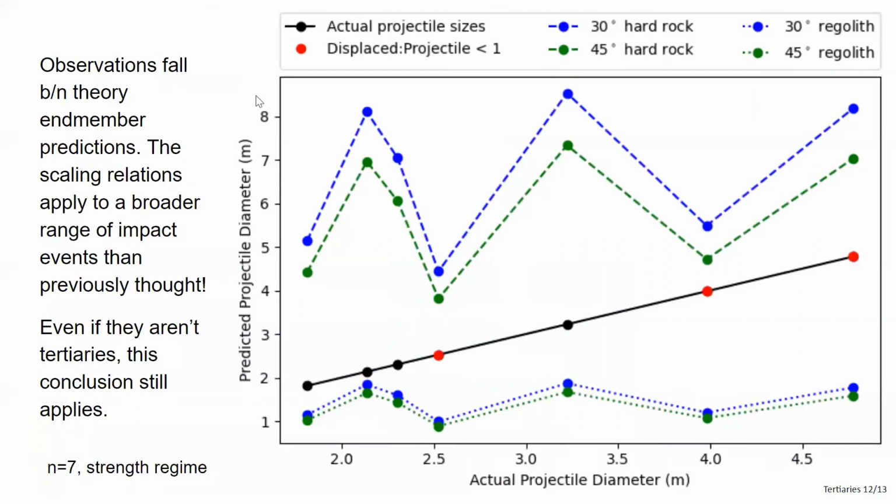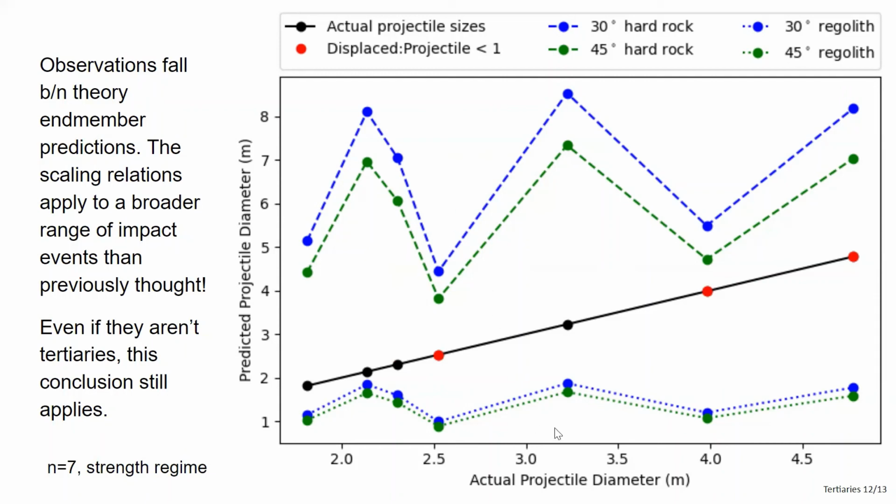All right, so let's take a look at this plot. This is comparing the observed to the theory. So on the x-axis, we have the actual projectile diameter. So for all of these points, I went and measured the actual projectile diameter. These two sets of lines are predicted from the associated tertiary. So this is actual, the black line.